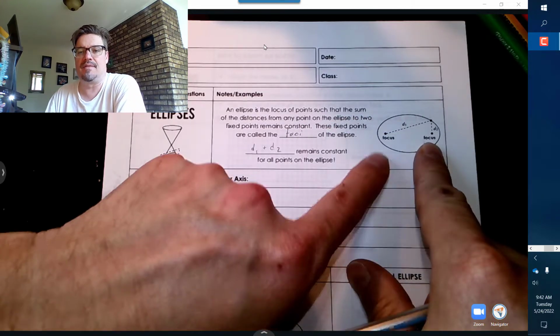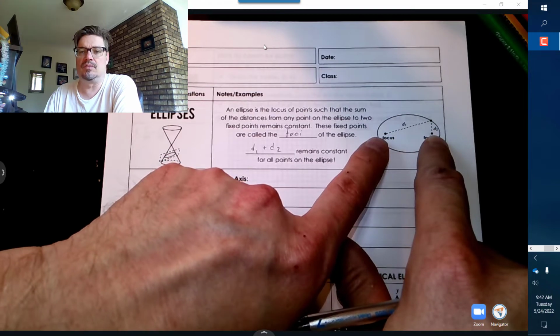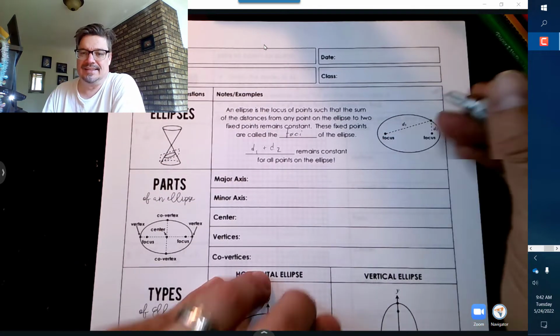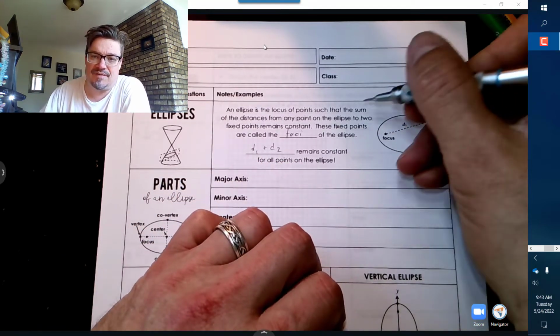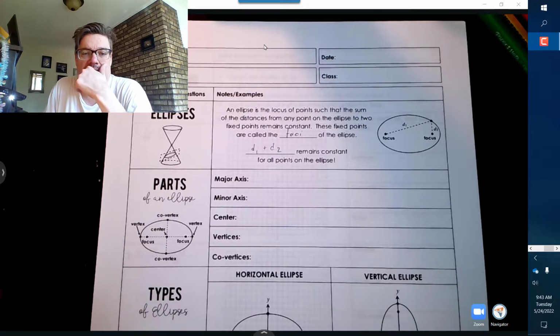So if you can kind of imagine a string, I'll put the link in Schoology, but there's this nice little video where if this is connected to a string, you put your pen against it, and then d1 plus d2 have to remain constant.